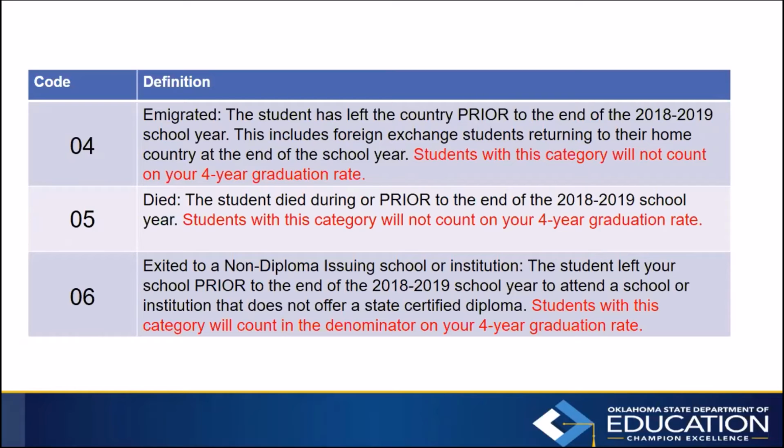06 is exited to a non-diploma issuing school or institution. This category will count in your denominator for your 4-year grad rate.